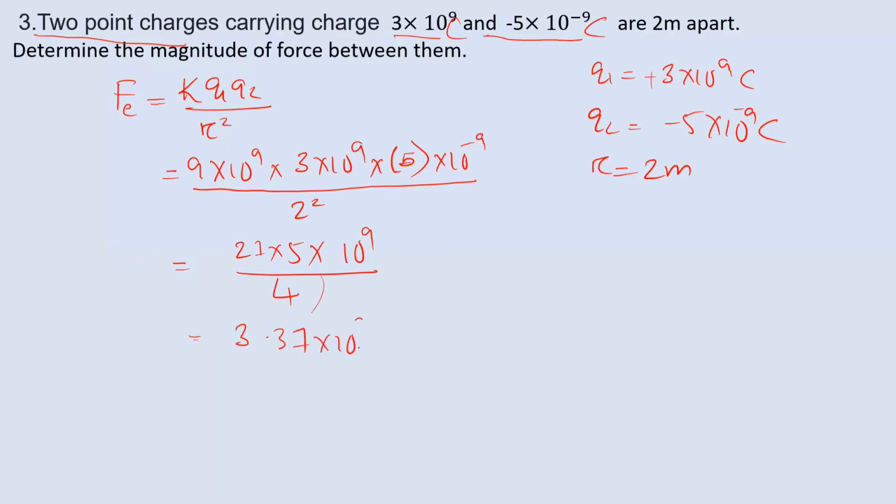When you do this calculation, you will get 3.37 into 10 to the power 9. You can just calculate and see. Finally, you can write it as 33.7 into 10 to the power 8 Newton. So this is the answer.